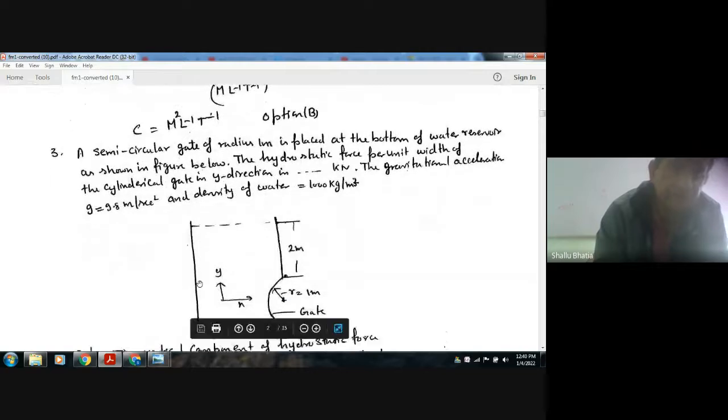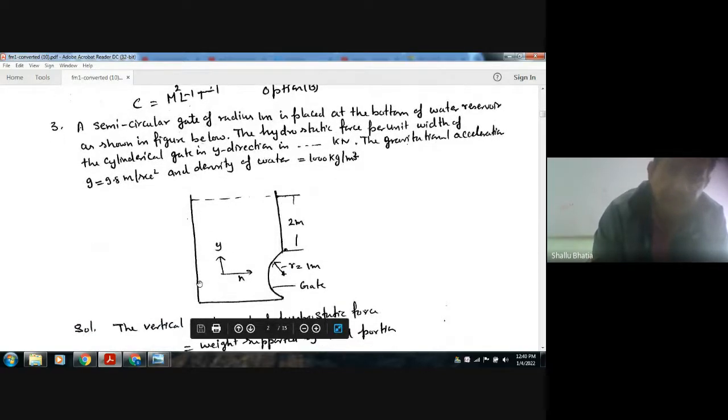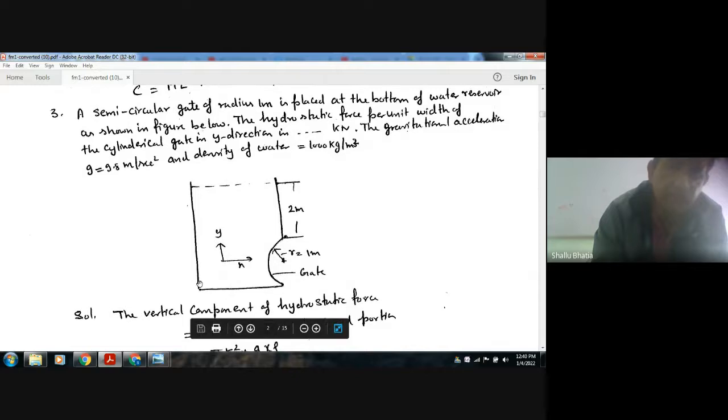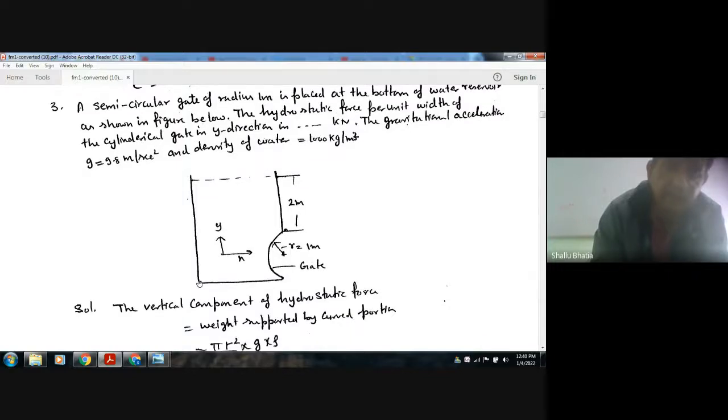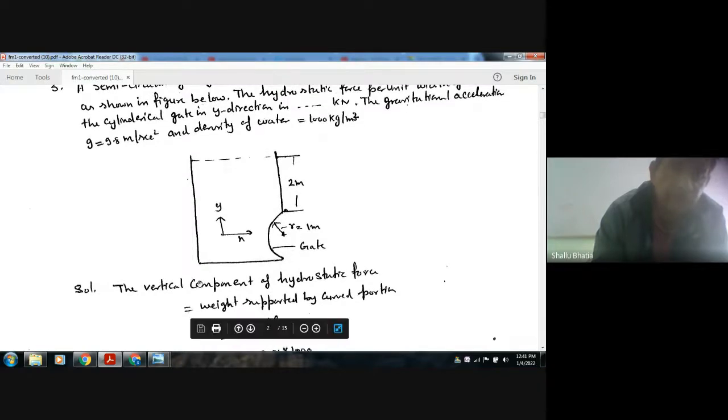Next. A semicircular gate of radius 1 meter is placed at the bottom of a water reservoir as shown below. The hydrostatic force per unit width of the cylindrical gate in y direction is dash kilonewton. The gravitational acceleration g is equal to 9.8 meter per second square. Density of water is equal to 1000 kilogram per meter cube.